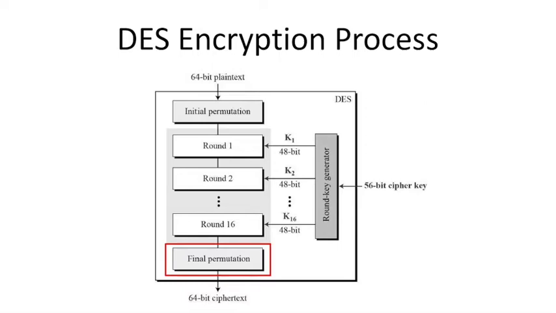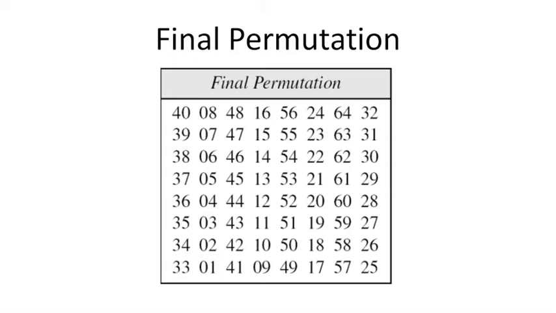Next, we have the final permutation step, which is performed only after you have completed the rounds 16 times, right? So once you have processed your 64-bit block 16 times using this round function, then you perform the final permutation.